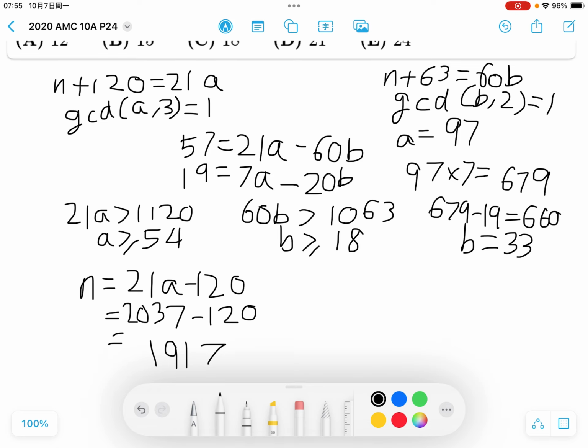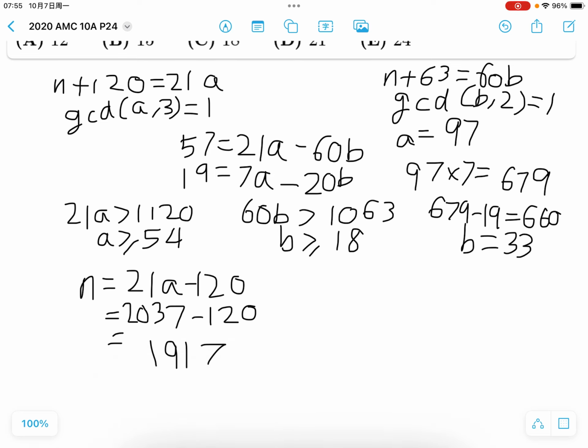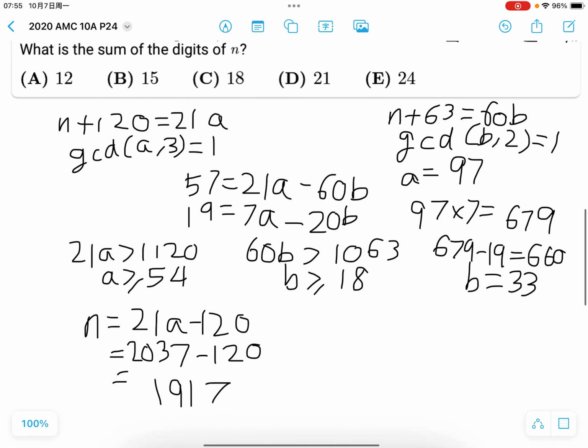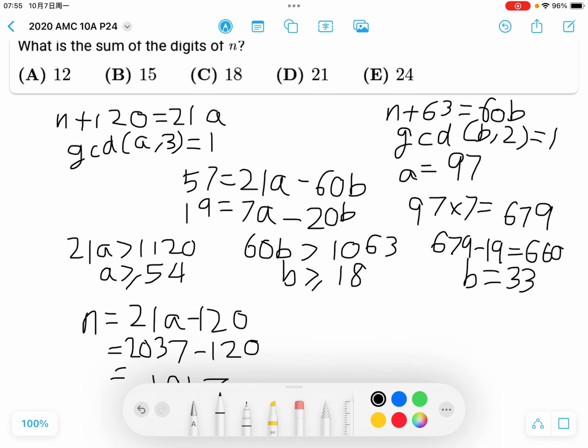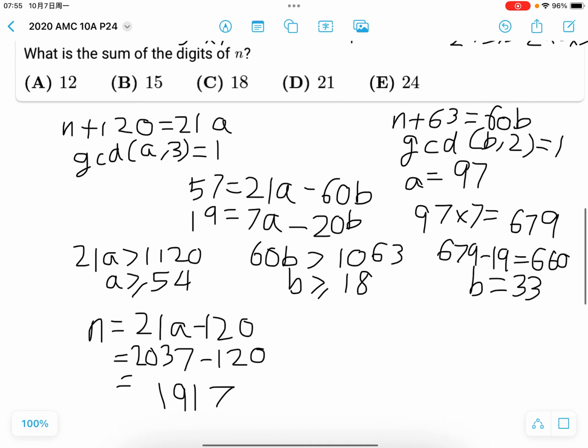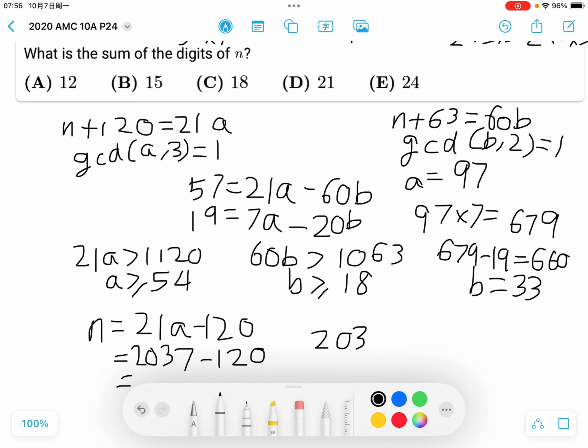Now let's look at a few things. Firstly, is the GCD of 63 and N plus 120 equal to 21? We know that 2037 is 3 times 7, or 21, times 97, and 97 is prime. So yes, that works.